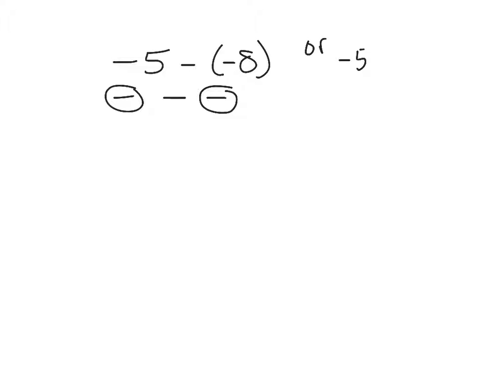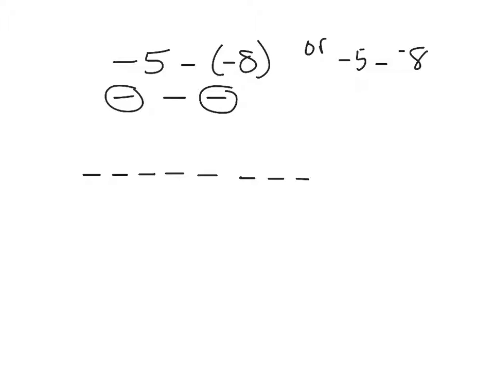-5 minus a -8. So this is a negative minus another negative. Another way you might see this written is -5 minus no parentheses and just a -8. So I'm starting with 5 negatives. 1, 2, 3, 4, 5. And I have to take away 8 of them.